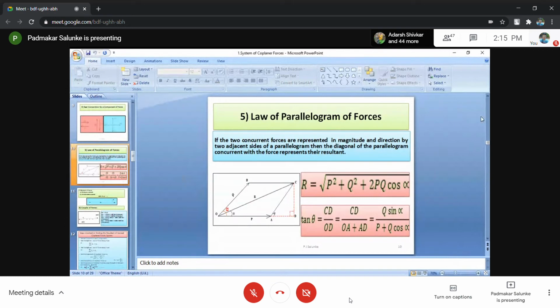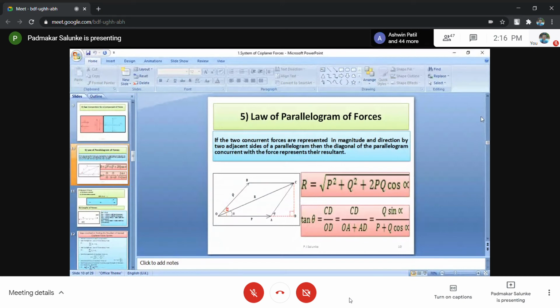This is called the law of parallelogram. Nowadays, we are not using the law of parallelogram. The reason is that the law of parallelogram is applicable only to find the resultant of two forces. If three or more forces are available, then this work becomes very laborious and very difficult. If n number of forces are available, then n times you have to use this law of parallelogram.